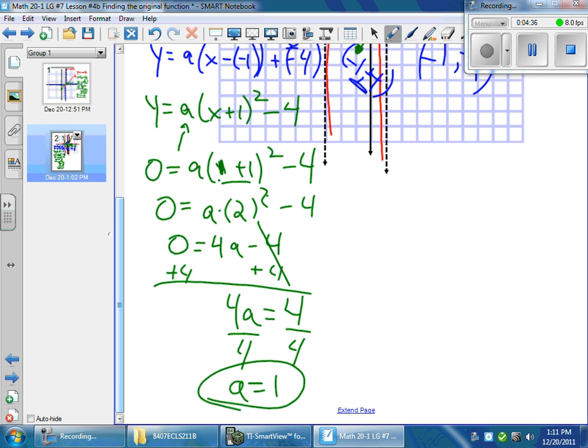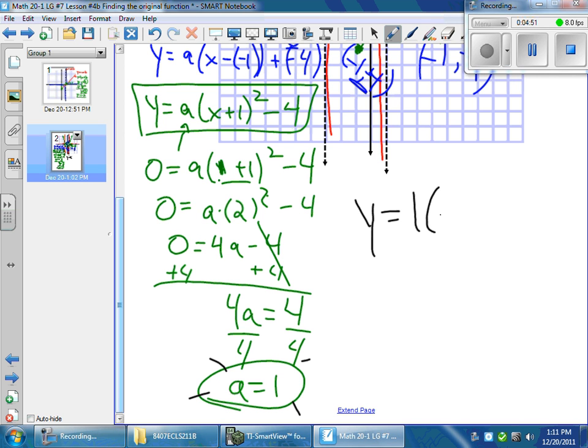All right, no problem. Now, go back to the original. The original was this. Substitute in 1 for that a, and you've got the answer. So basically, you have something that looks like this. a equals, there's the 1 that you found, right? And (x plus 1), because that's your vertex, squared minus 4. And there's your original function. That's how it works.